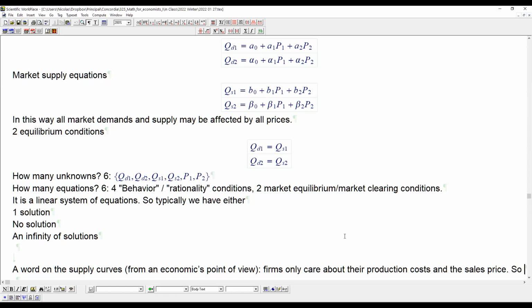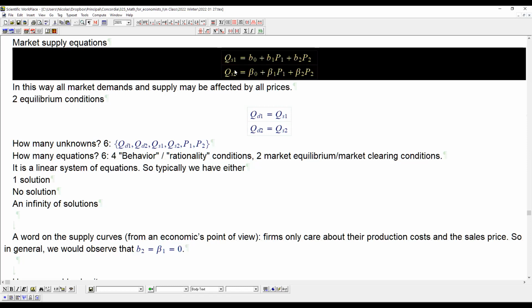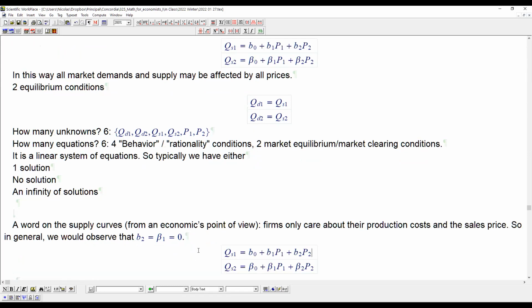So in general, we would observe that. So that would be B2 equals beta 1 equals 0. So this would be like this. So we would have a simpler setup, right?